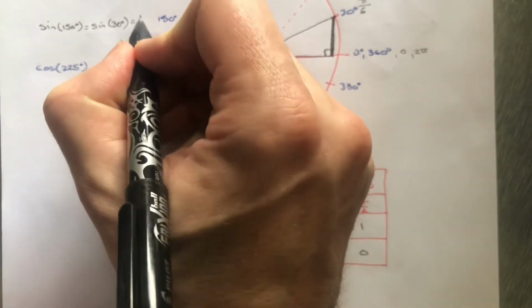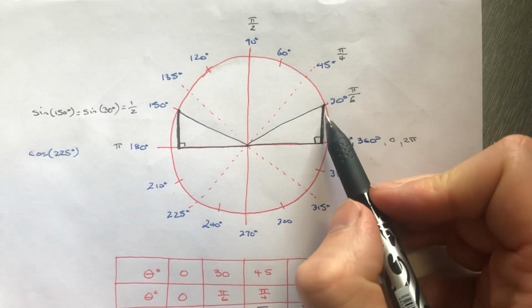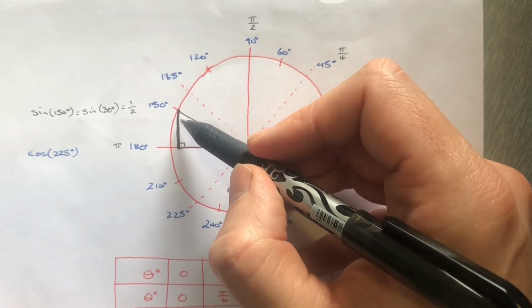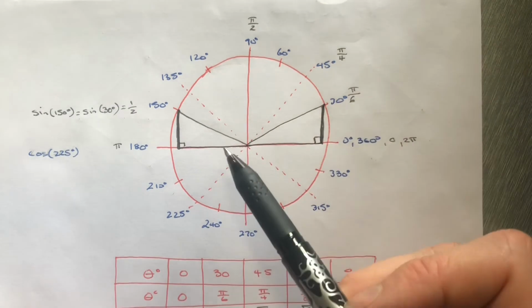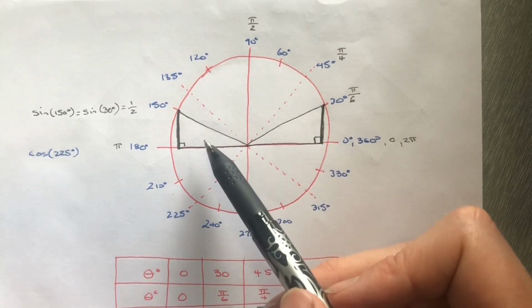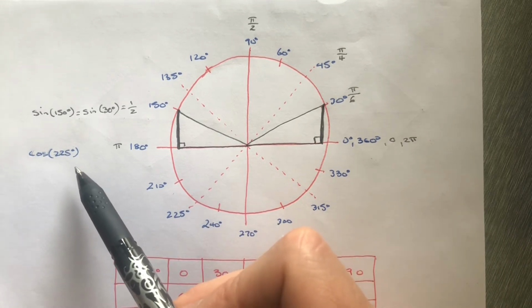So that means that length there was 1/2, and it's equal to that length there, which is also 1/2. Okay, so that's how we do it. We take what we know about the first quadrant and then apply it to other ones as well. Now, I want to do this one next, so cos 225.